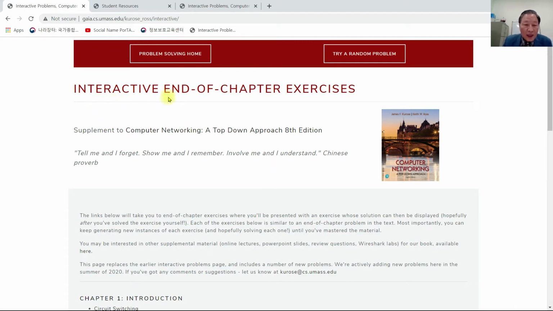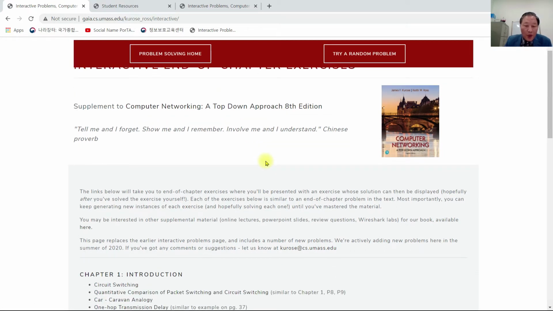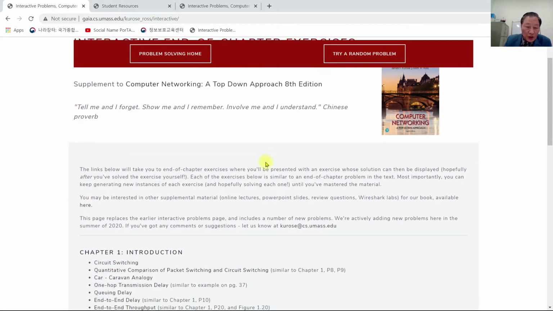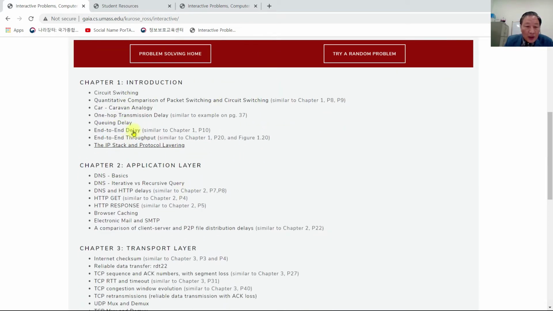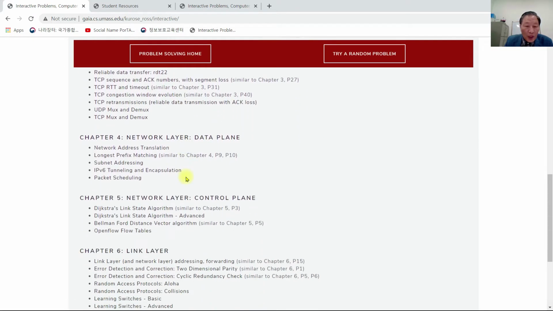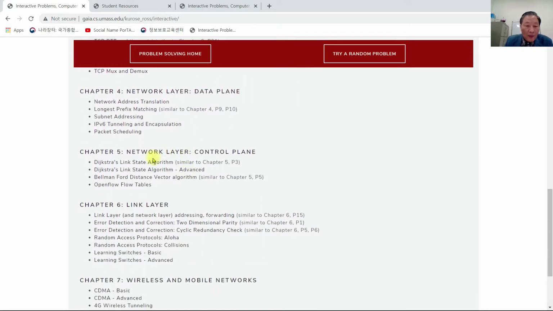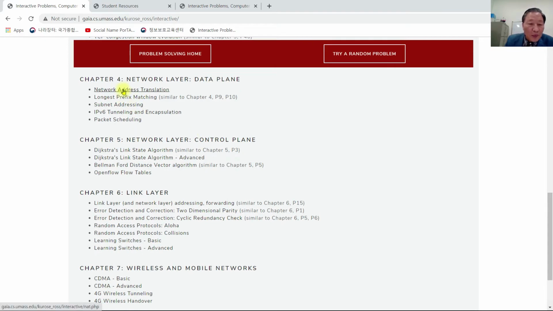This one is interactive end of chapter exercises. This one is provided by the author, mainly for the 8th edition, but this one is still helpful for our 7th edition. As we learned already using this one, chapter 1 to 3, we are learning chapter 4 and 5. After the midterm exam, we are learning this one. And let's go back to this chapter 4, even though those are explained already before this lecture.